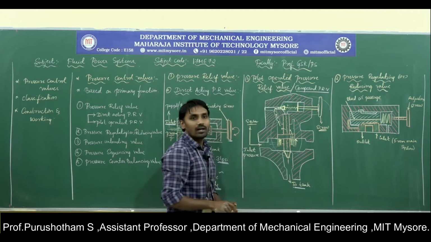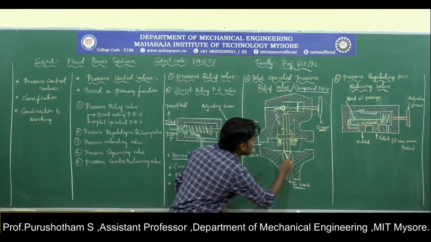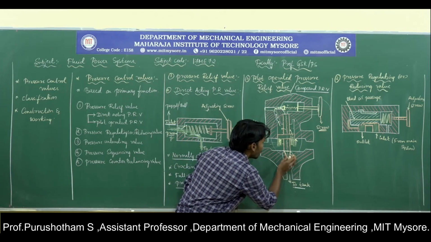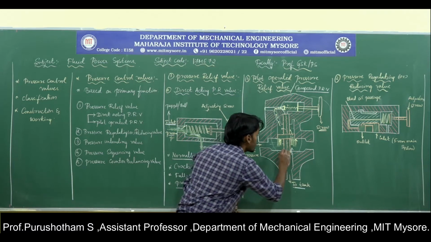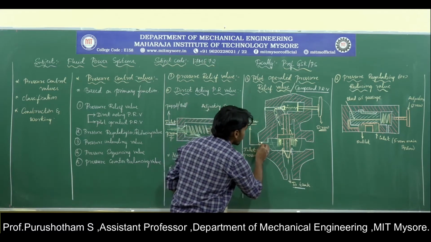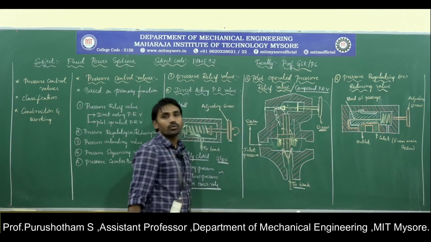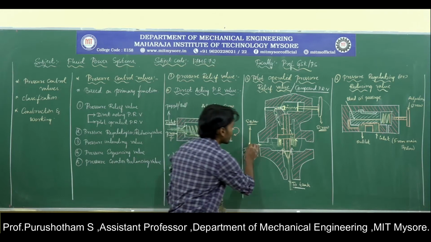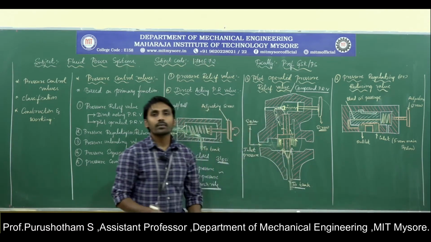When the piston moves upwards, this poppet valve opens, it lifts and opens. Then the fluid from the inlet enters the tank through this port. Whatever fluid is coming from the inlet enters the tank through this port.